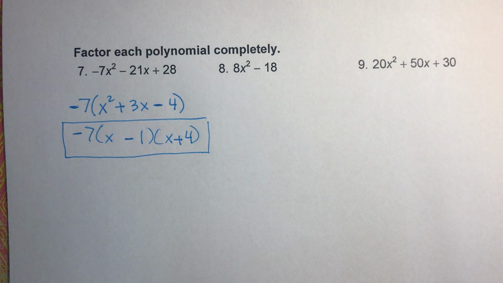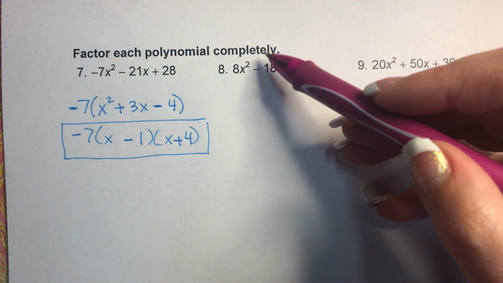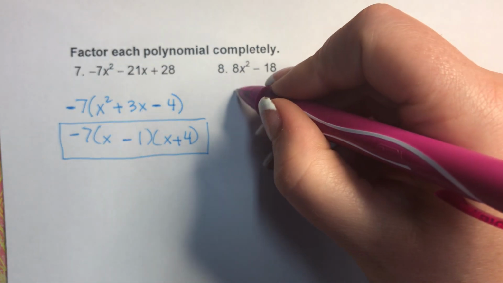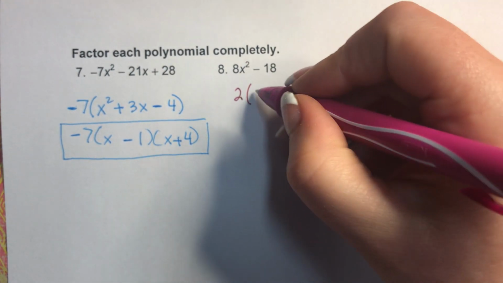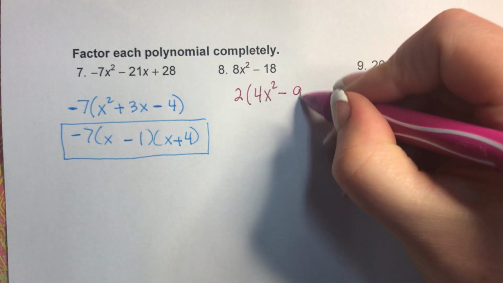Okay, let's look at the next example. We have 8x squared minus 18, right? So we're looking for that GCF. I'm going to say that 2 goes into both of those, right? 2 times 4x squared, and then negative 2 times 9.